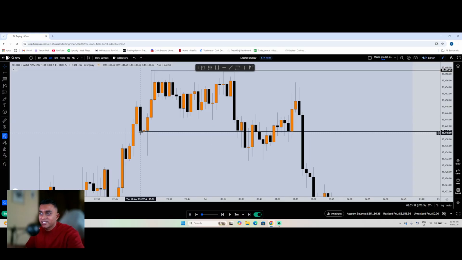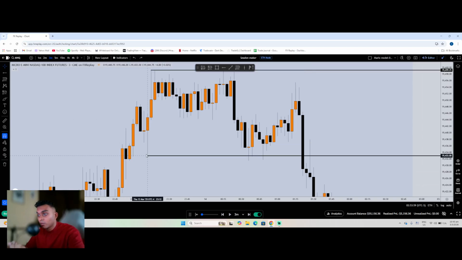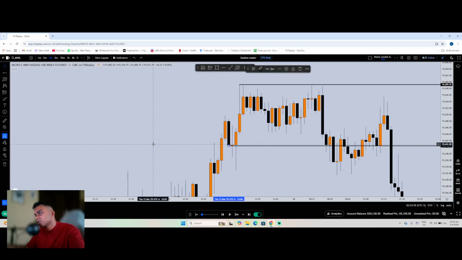And where do you mark the CISD? You mark it on the body of the last down move candle or the last up move candle. You don't mark it on the wick. All right. I hope you guys understand what is CISD.